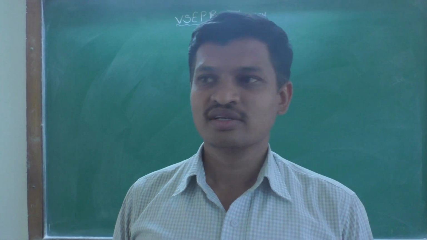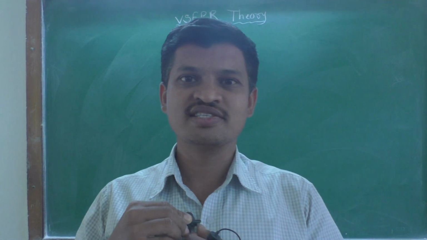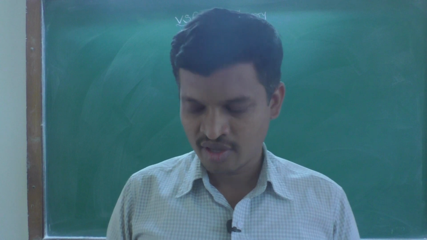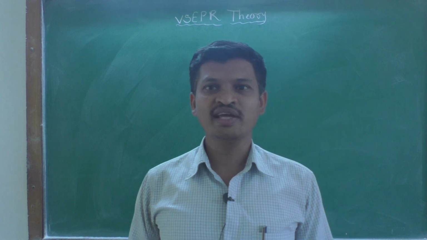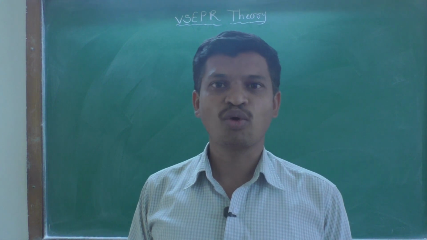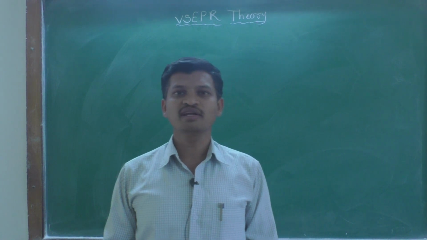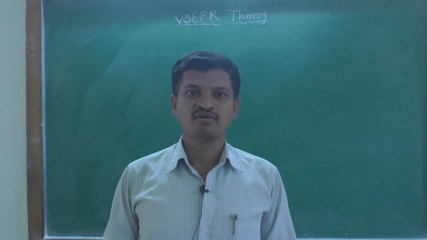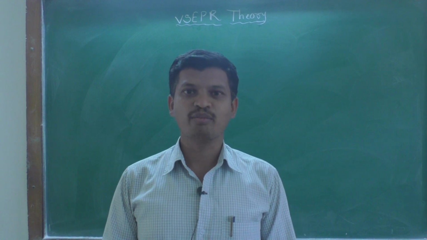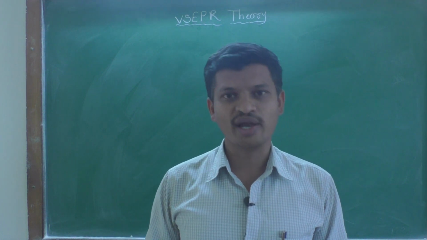Dear friends, today we are going to learn a new concept in chemical bonding, and the title is VSEPR theory. The VSEPR theory is very useful for predicting the shapes of molecules which are covalently bonded to each other. When atoms come together, they form molecules, and when they combine by the sharing of electron pairs, they form covalent molecules.